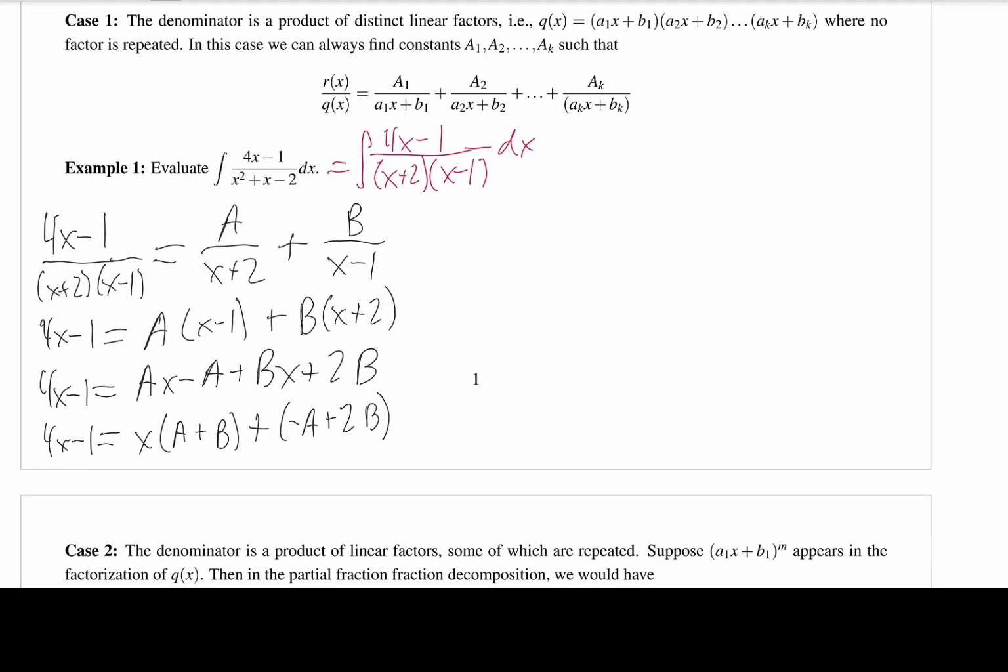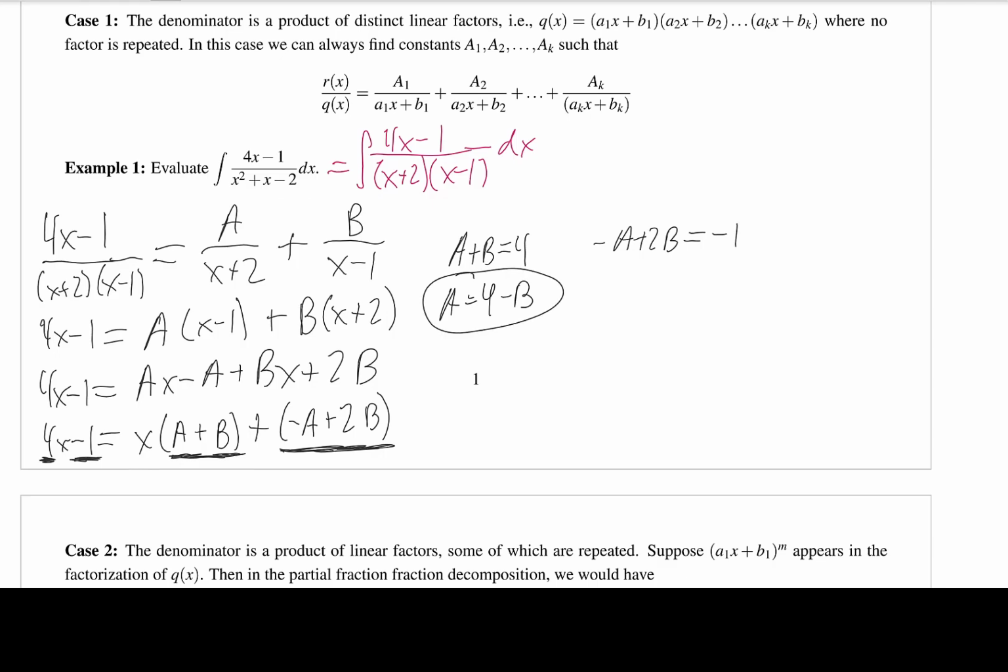Now I'm going to notice that these sides have to be equal, which means that the coefficient of x on this side has to be equal to the coefficient of x on this side. So we'll get A + B = 4, which means that A is equal to 4 - B. And then the other thing we have is that this is a constant right here, and so it must be equal to this constant right here. So -A + 2B must be equal to -1.